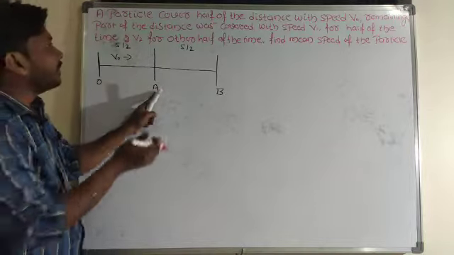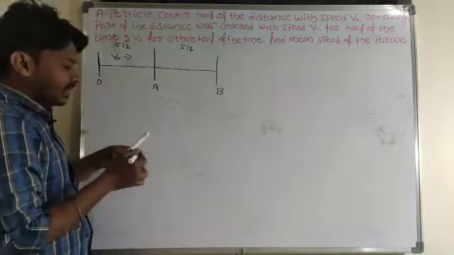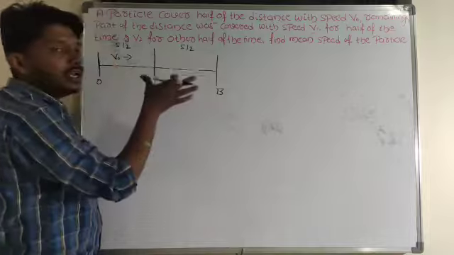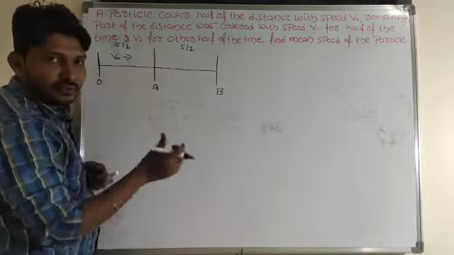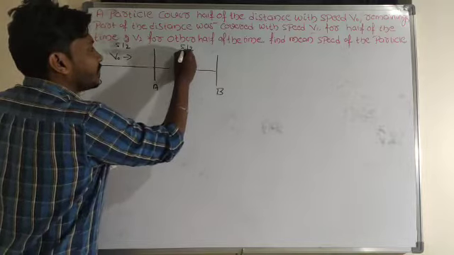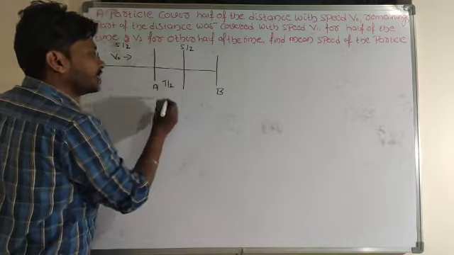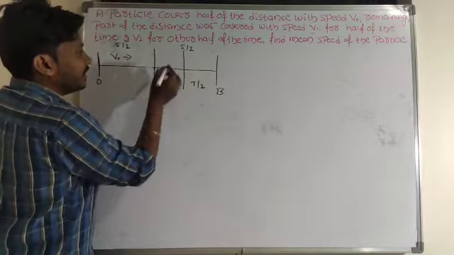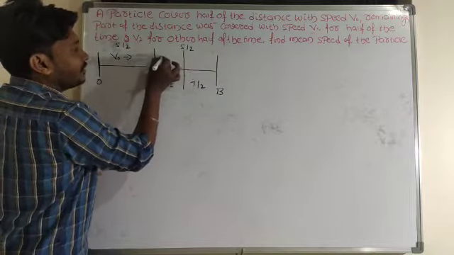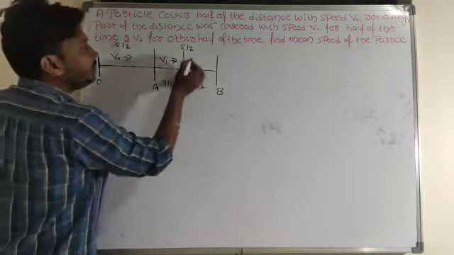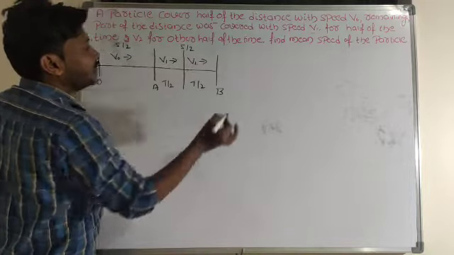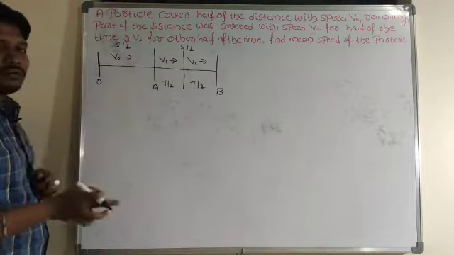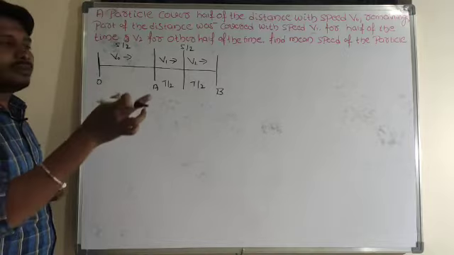In that, for half of the time it is moving with one speed and for the other half of the time with another speed. In order to move from A to B, it will take a total time t. Out of that t, half of the time means t by 2, and this is t by 2 here. So in the first half of the time it is moving with speed v1, and in the second half of the time it is moving with speed v2.